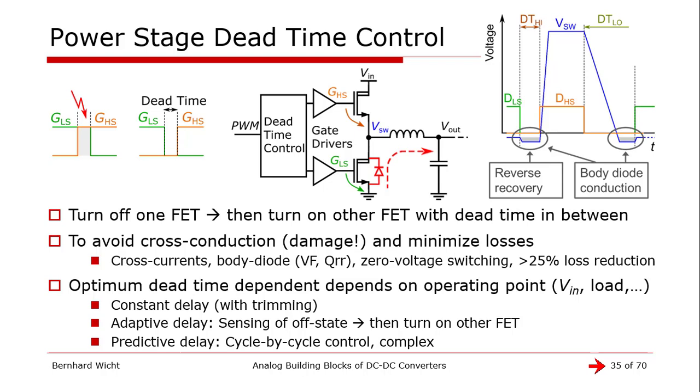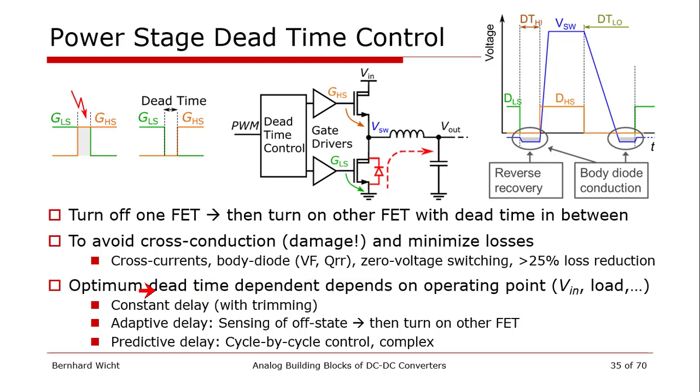One more detail is dead time control. So as we did for the last driver stage, we also want to do dead time control for the power stage itself. So why is that? Because we don't want to damage the power stage by getting these cross currents. And if we leave the dead time too long, we get losses. Losses are related to the forward conduction and reverse recovery of the body diode.